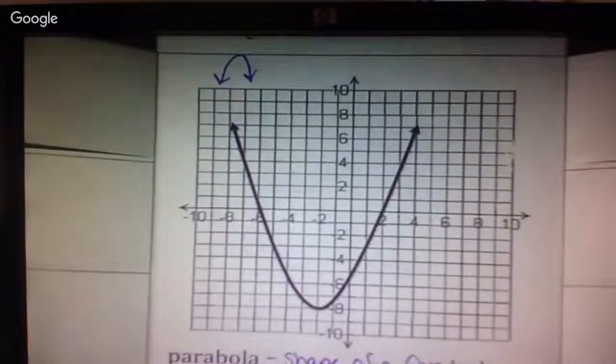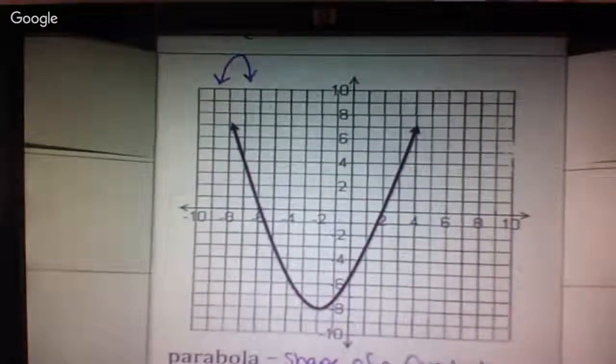Oh, I got something else. Yes, you can have maximum and minimum. We're going to talk about that too. Okay. Max and minimum, yes, we are going to talk about that as well. What else do we know about quadratics? It has a vertex. Okay. It has a vertex.